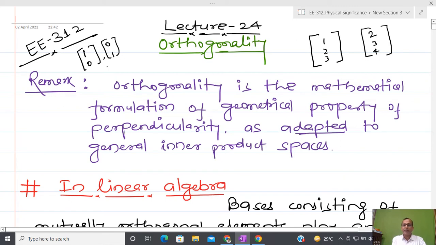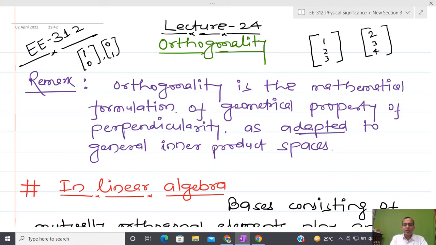But what happens now is that we are generalizing our vector. Instead of real numbers, we may have some kind of function, some kind of polynomial, or it might be possible that I have matrices. So I have to redefine orthogonality, which means we have to redefine, or generalize, perpendicularity. Using orthogonality, it is possible to show that we are just generalizing the notion of perpendicularity.